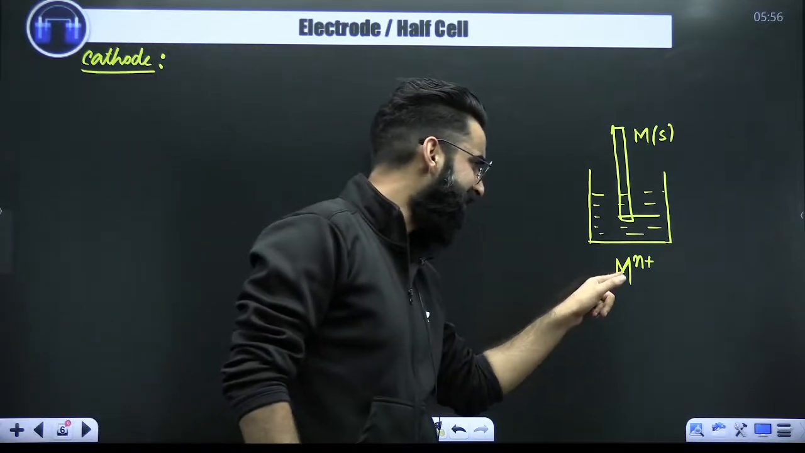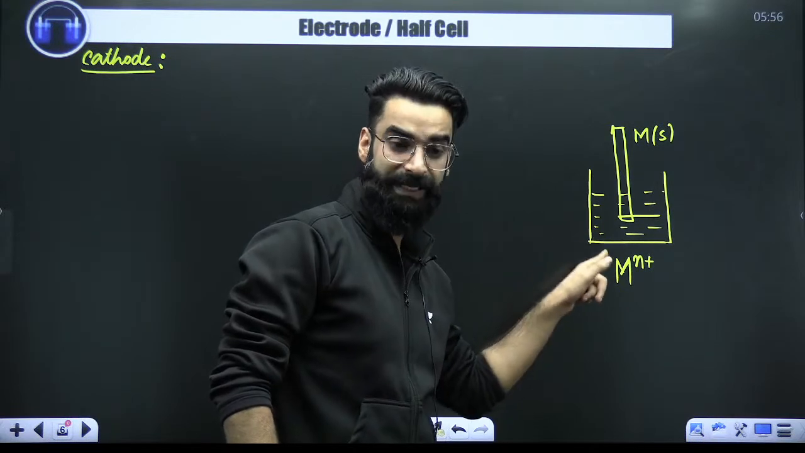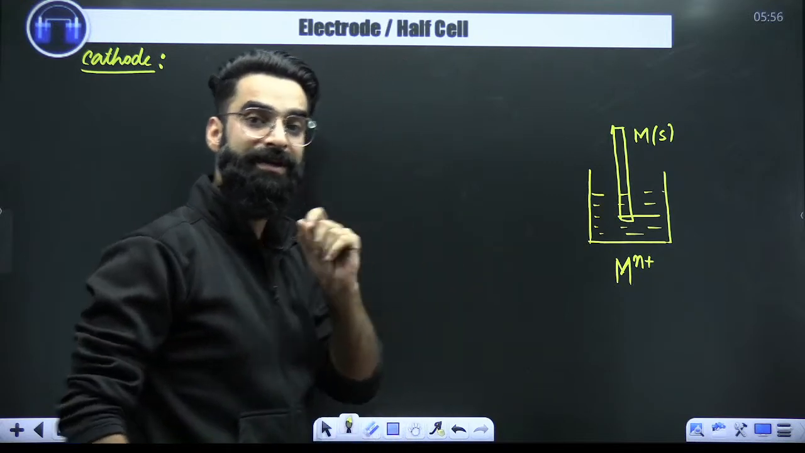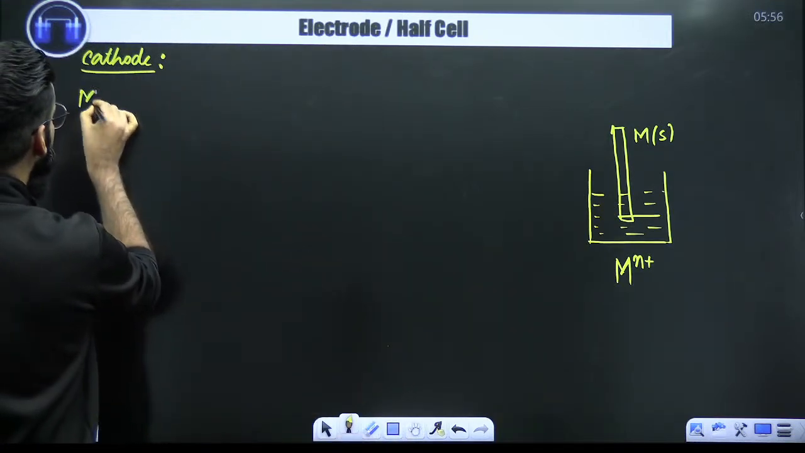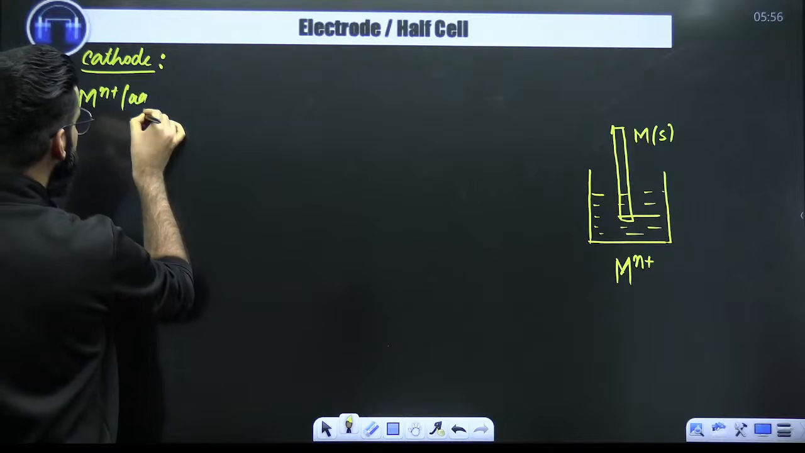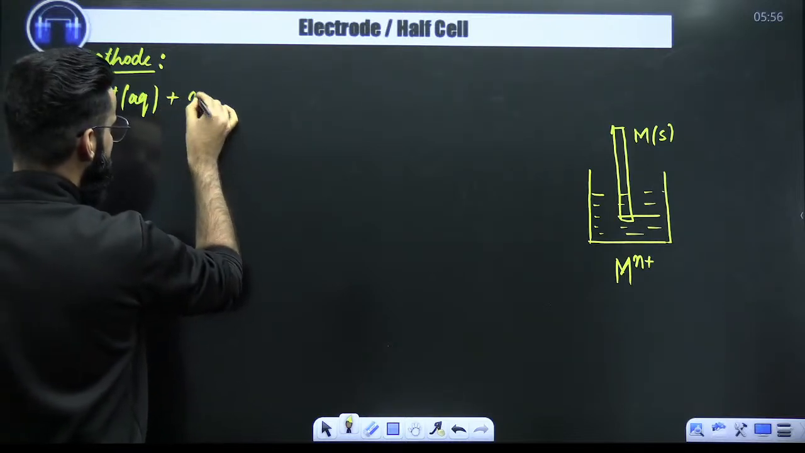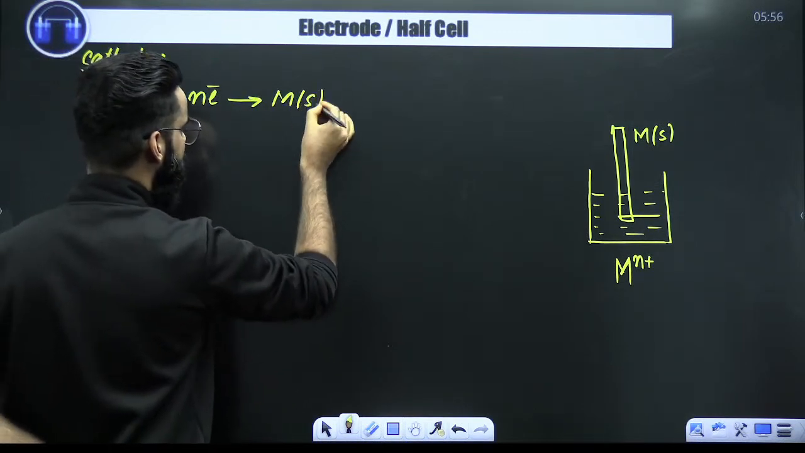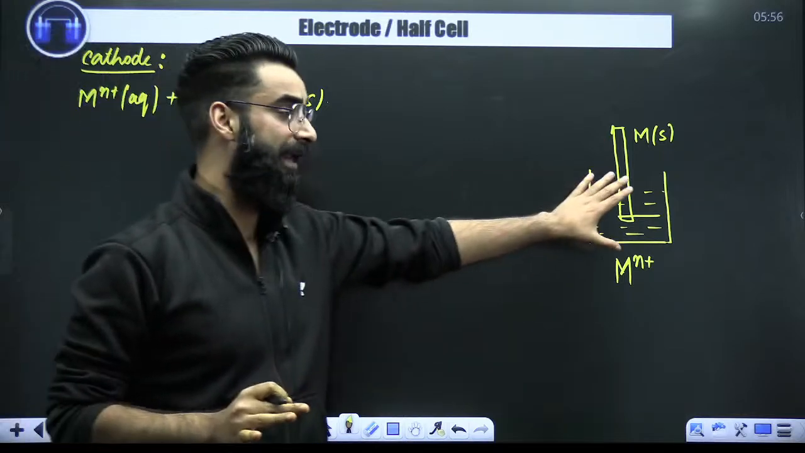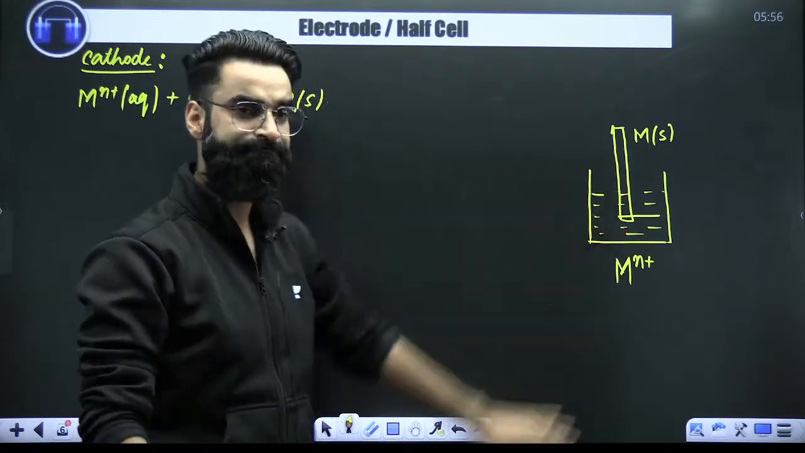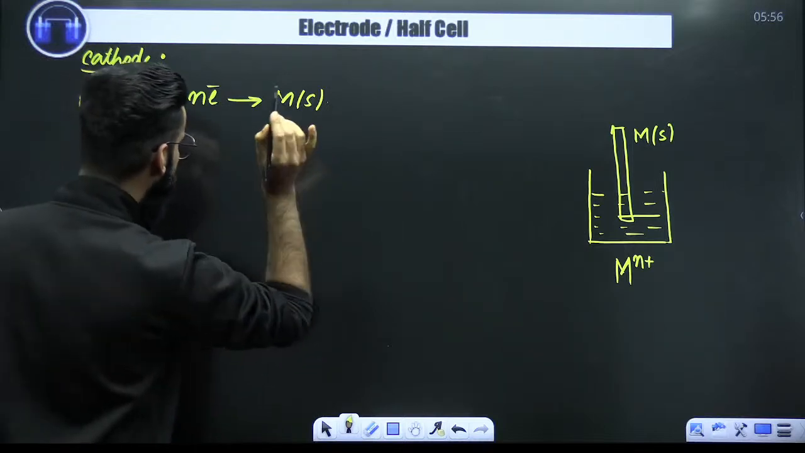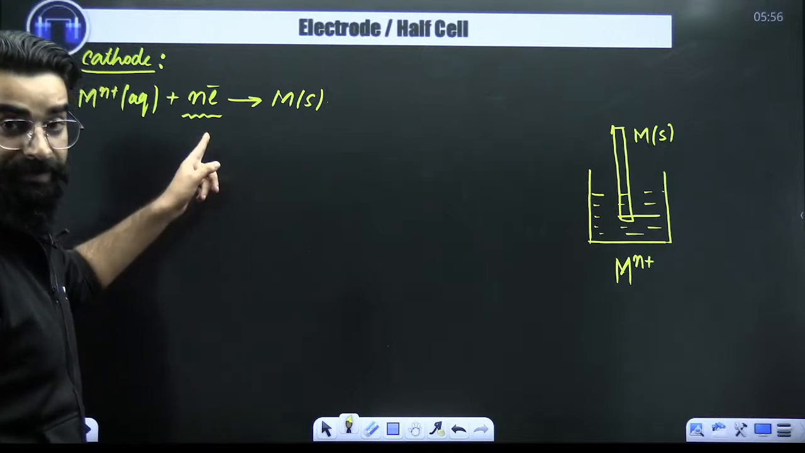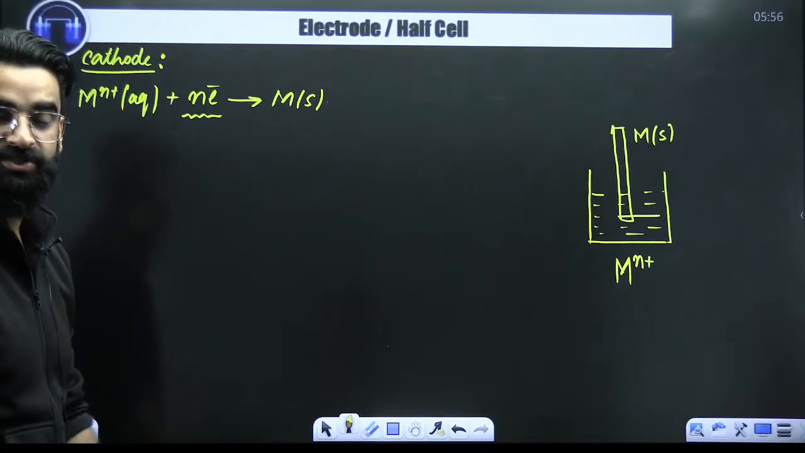So what exactly is going to happen? These Mn positive ions, which are there in the solution, they are going to collide with the rod. They are going to take N electrons from the rod. So the reaction has to be something like this: Mn positives, which were there in the solution, take N electrons out from the rod, and it will get converted into M solid. This has to be the reaction when this particular electrode behaves like the cathode. If I ask you how many moles of electrons are exchanged, I must say N moles of electrons are exchanged.